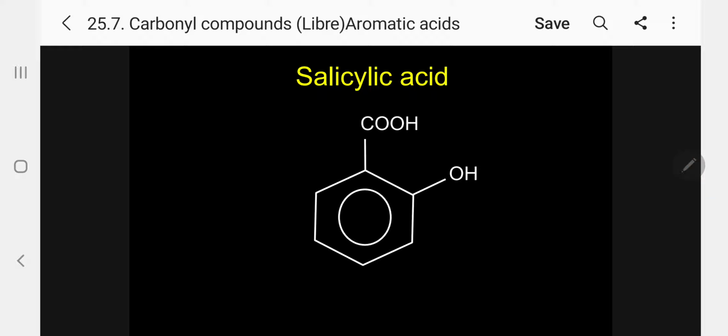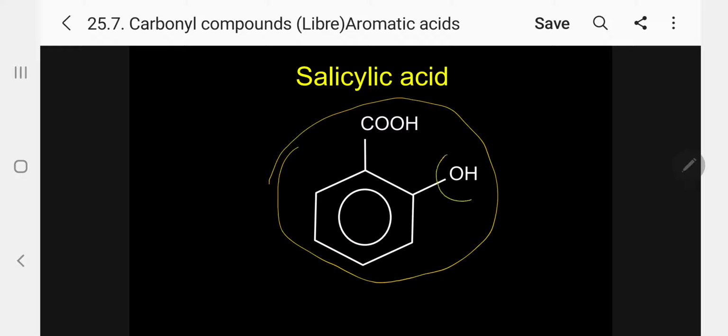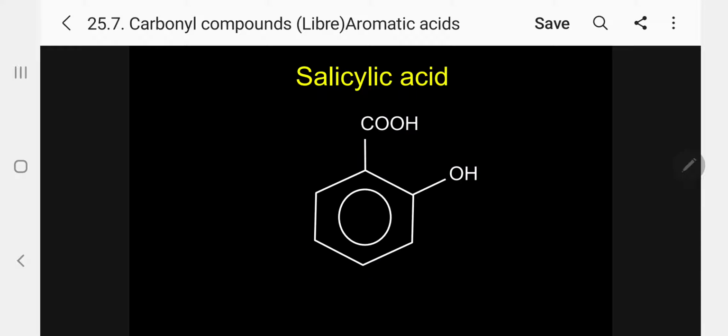Hydroxybenzoic acid. 2-hydroxybenzoic acid is salicylic acid. So for the OH group, you can test with neutral ferric chloride, which gives a violet color, and sodium bicarbonate will give effervescence. Easily we can identify it.